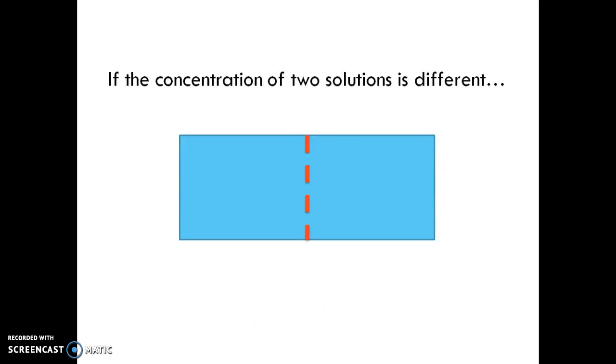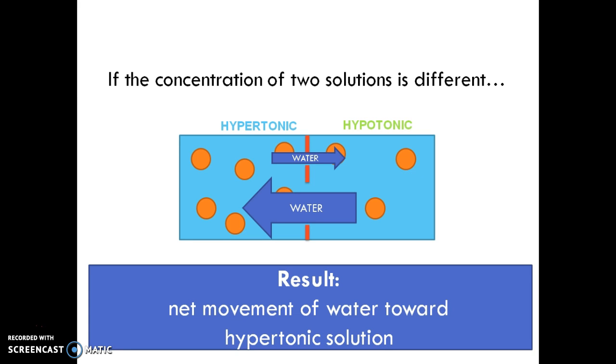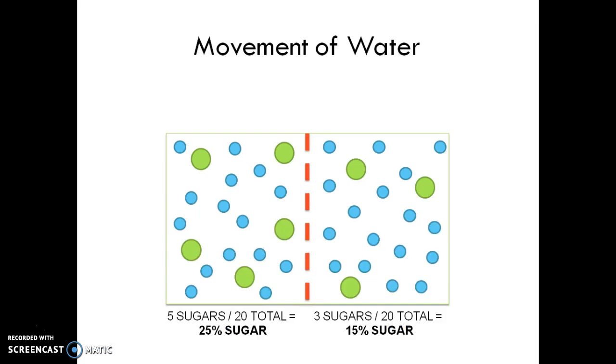So let's take a look. On the left, our solution is hypertonic, more concentrated than our solution on the right, which is hypotonic. Water will move in both directions, but more water is going to move towards the hypertonic solution in order to dilute it and even out the concentrations. So the result of a scenario where we have a hypertonic solution and a hypotonic solution is that water is always going to move towards that hypertonic solution. Again, the movement of water is just based on that random motion.